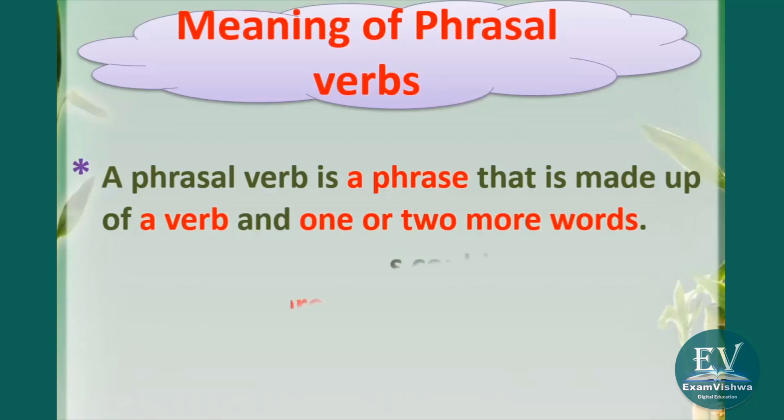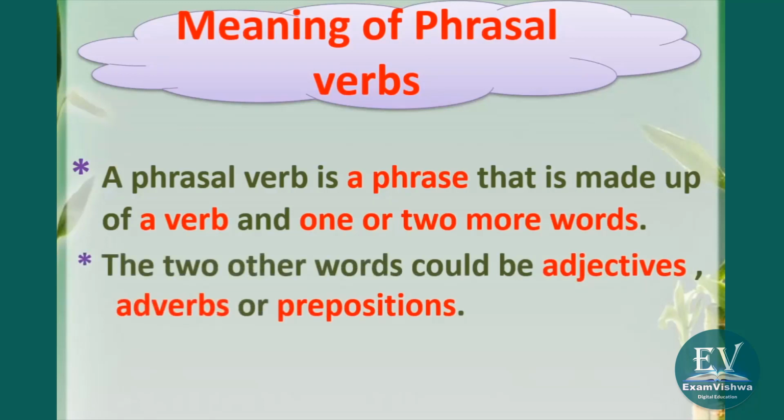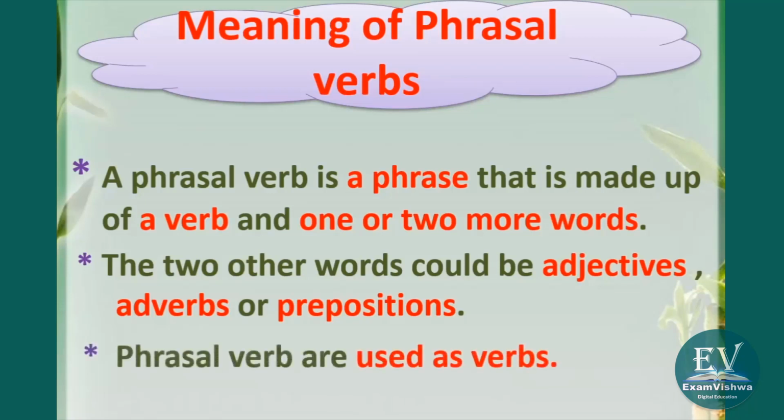Okay, now what could be these other words? Let us see. So the other words which are there along with the verb in the phrasal verb could be an adjective, it could be an adverb, or it could be a preposition. That is why I said we will look at adjective phrases also and we will look at adverb phrases also quickly, so that you get a complete idea of this point. Okay, so once again, what is a phrasal verb? It is a phrase which is made up of a verb and which is made up of 1 or 2 more words. And these other words, they could be adjectives, they could be adverbs, or they could be prepositions. And phrasal verbs are used as verbs. They play the role of verbs in a sentence.